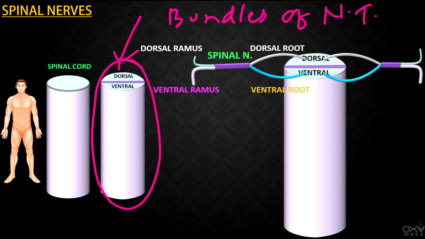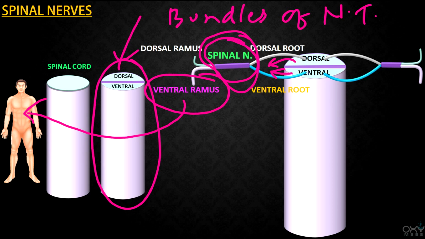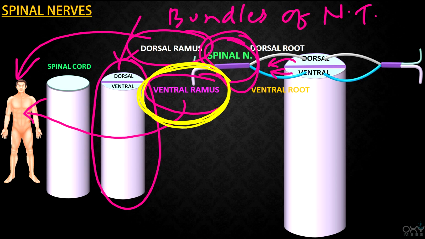Now friends, these dorsal root and ventral root meet together and form a spinal nerve, and this spinal nerve gives mainly two branches. One branch goes towards the front of the body and one branch goes towards the back of the body. The branch which goes towards the front of the body is called the ventral ramus, and the branch which goes towards the back of the body is called the dorsal ramus.